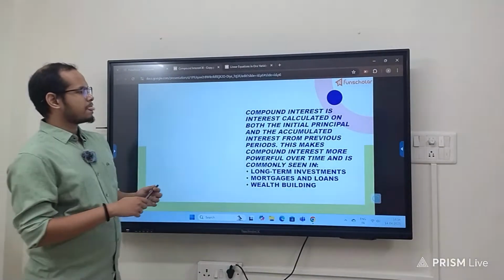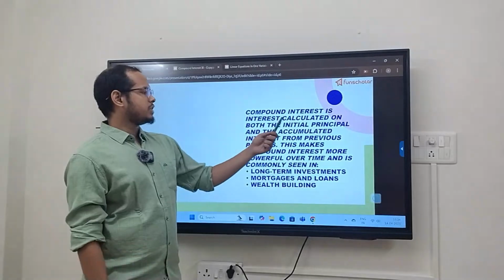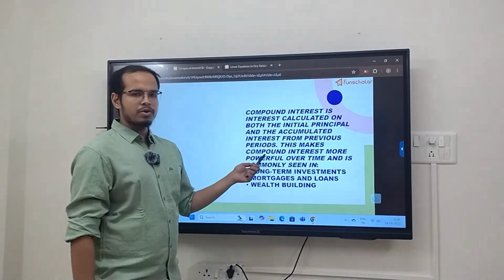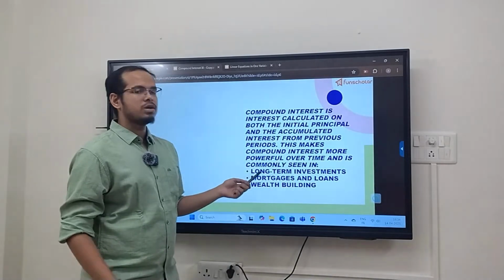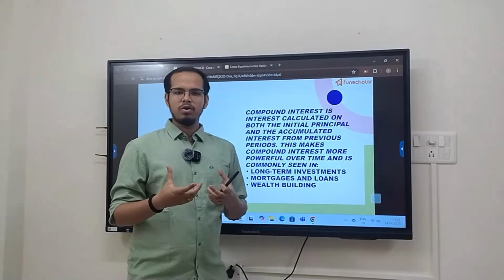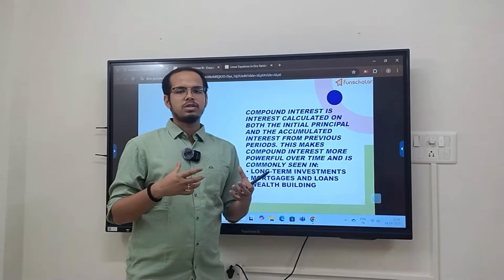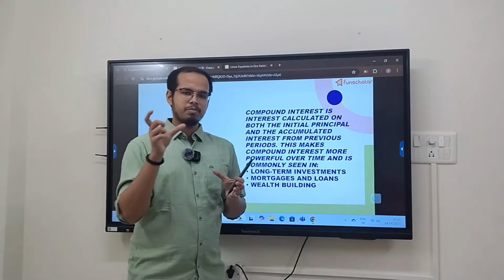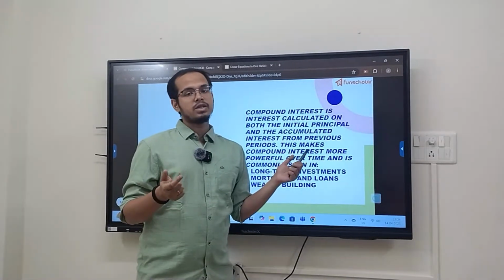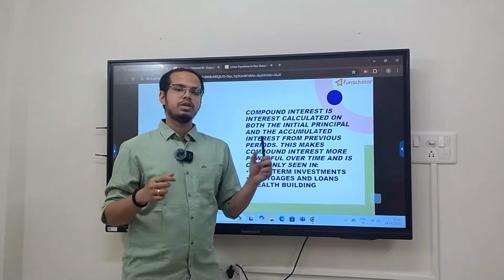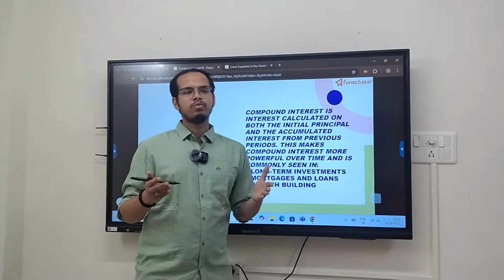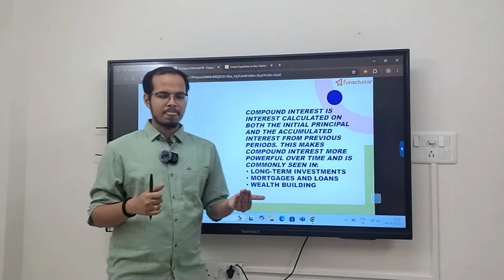Next, see, compound interest is calculated on both the initial principal and the accumulated interest from the previous periods. This makes compound interest more powerful. Compound interest is the way that banks earn money. Like fixed deposit is an example. Recurring deposit is an example of compound interest. These two are basic ways that we are investing our money.